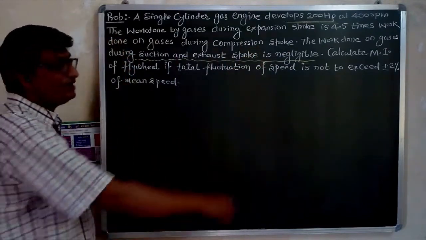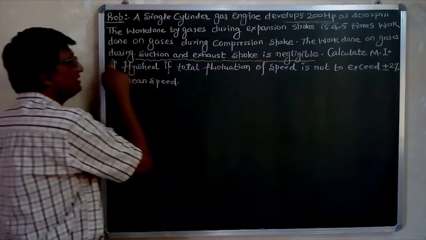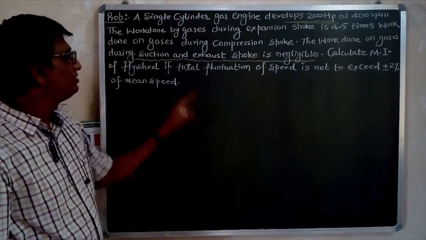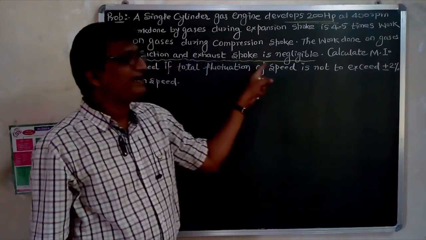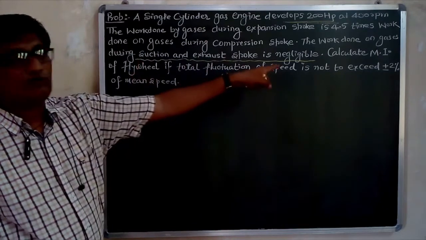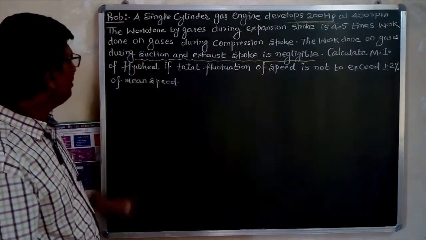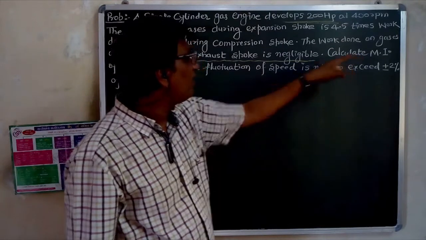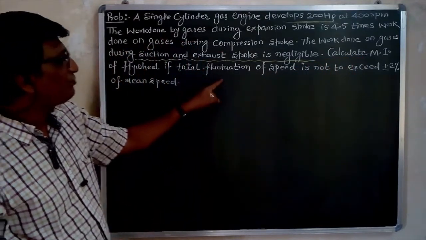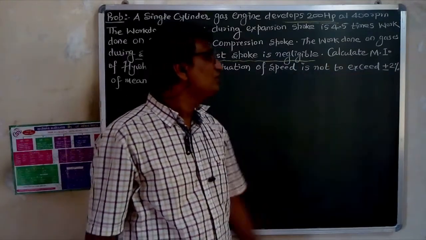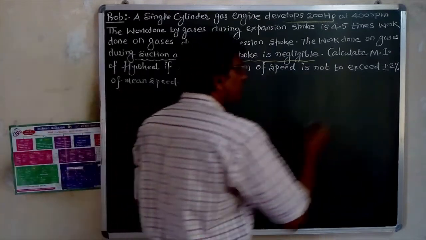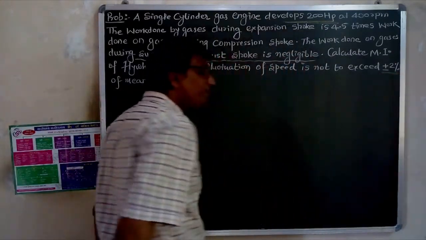Another thing given is the work done on gases during suction and exhaust stroke is negligible. This is very important. The suction and exhaust stroke work should be taken as zero. Then you have to calculate the moment of inertia of a flywheel if the total fluctuation of the speed is not to exceed plus minus 2% of the mean speed.